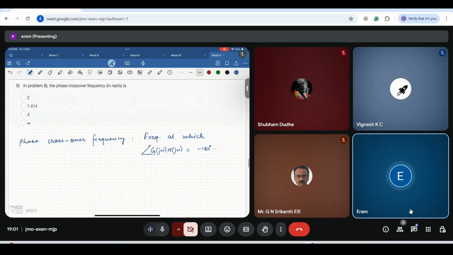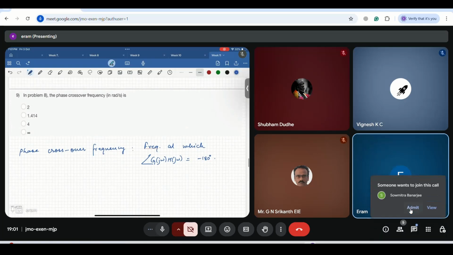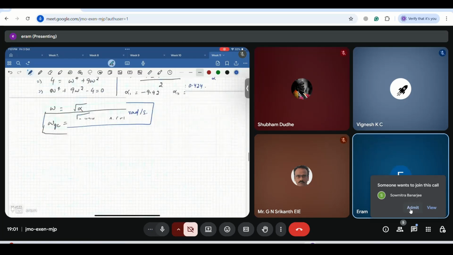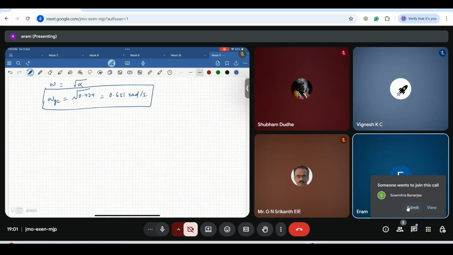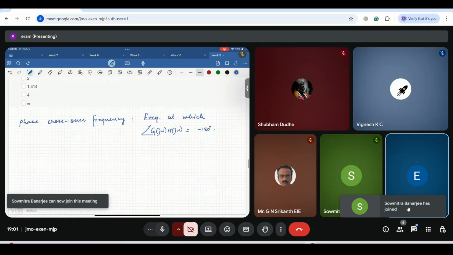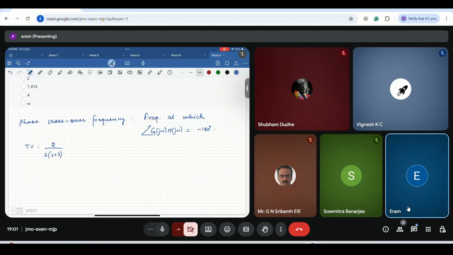Please calculate the phase crossover frequency. Let me write the transfer function. It was problem 8, the transfer function was 2 by s into s plus 3. That is 2 divided by j omega into j omega plus 3.